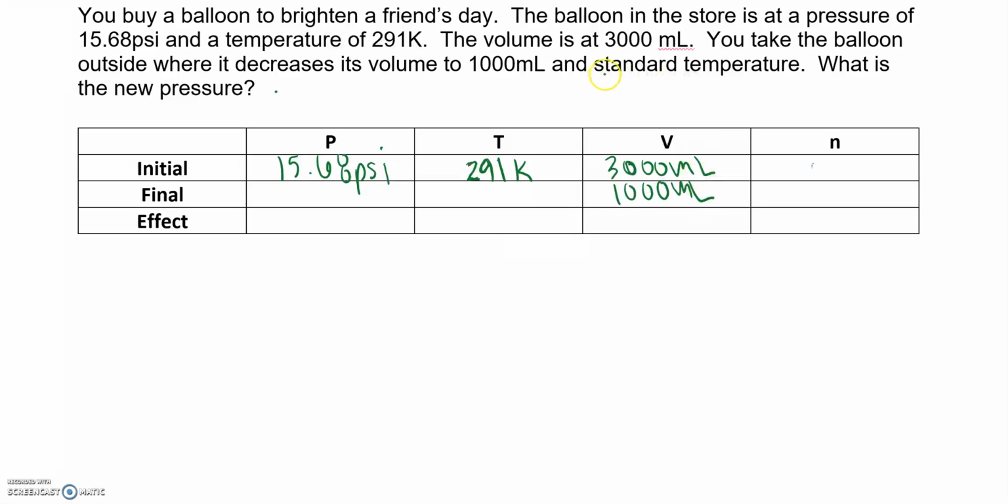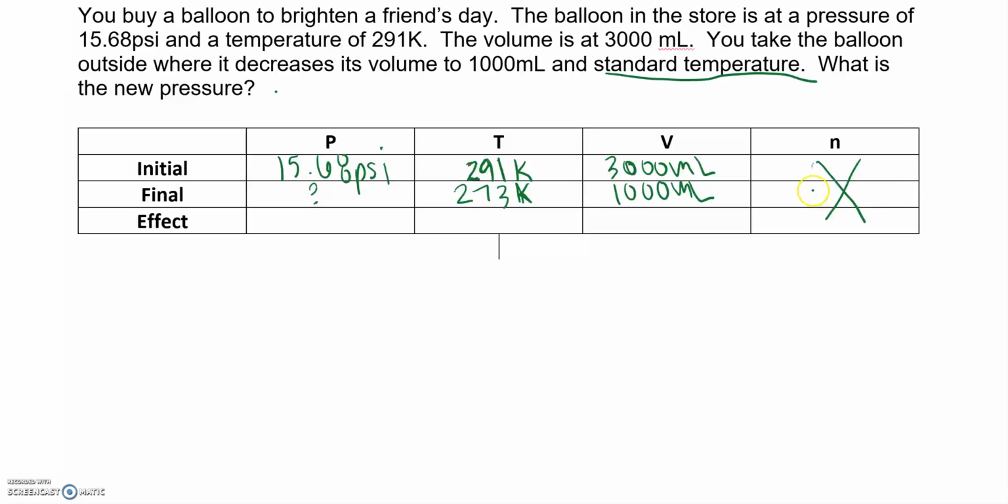milliliters. And then it says that standard temp. Well, standard temp is 273 Kelvin. And we're trying to figure out the pressure. The number of gas particles is constant because we didn't put any more into the balloon after the initial was put in.